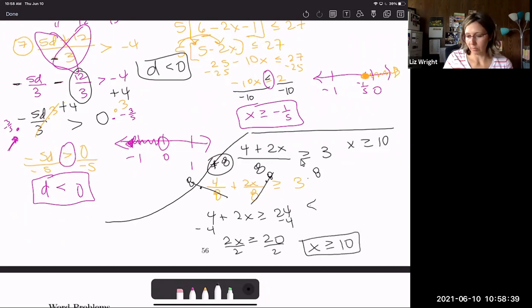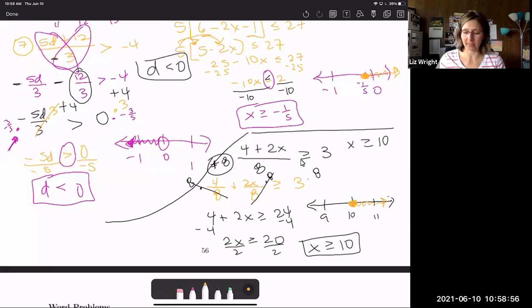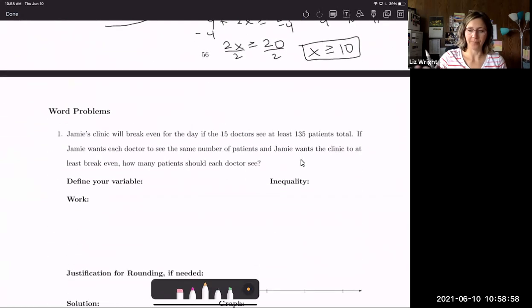And then let's do our number line. So we're going to have 9, 10, and 11. Open or closed circle should be closed because that critical value is included, and it's anything that is greater than or equal to 10. So we're shading to the right on that one.